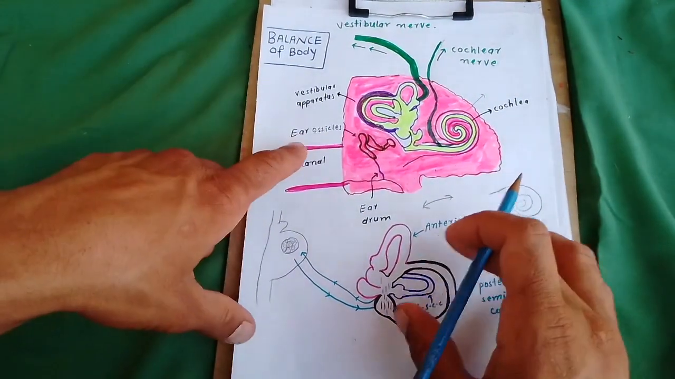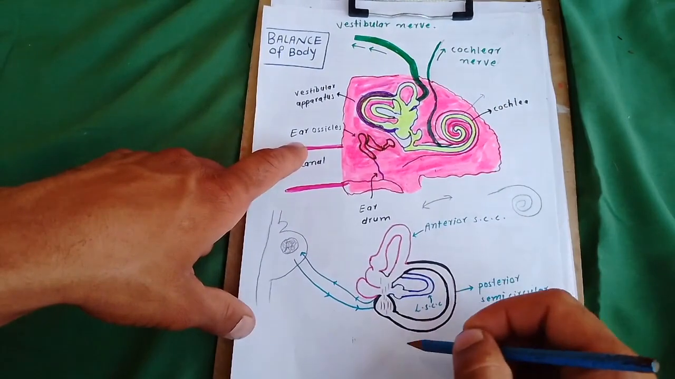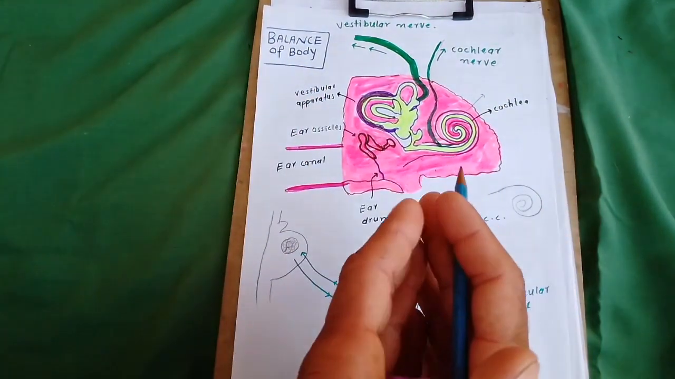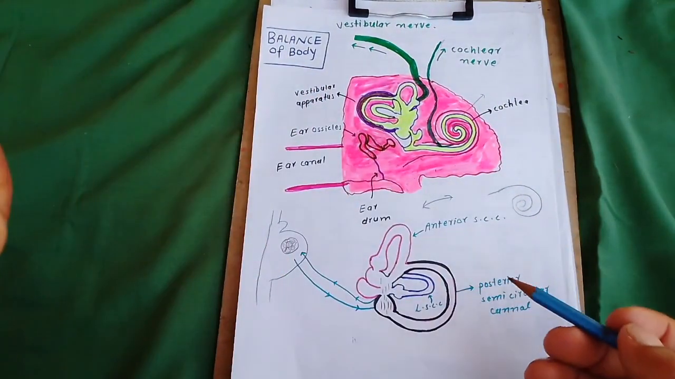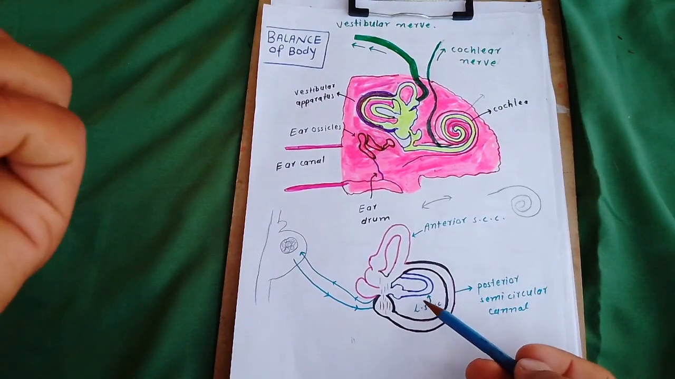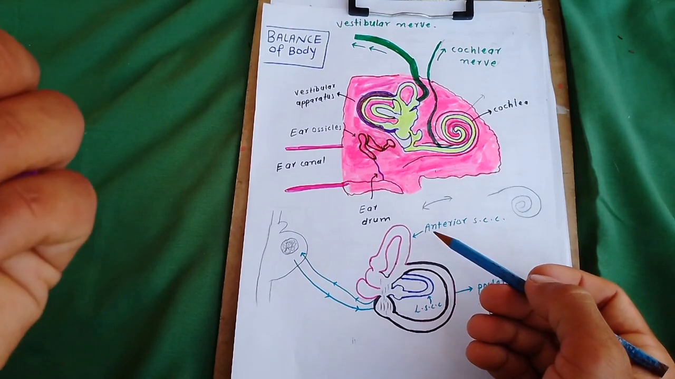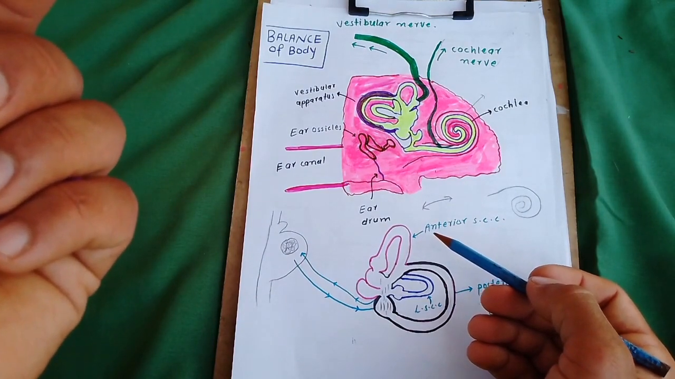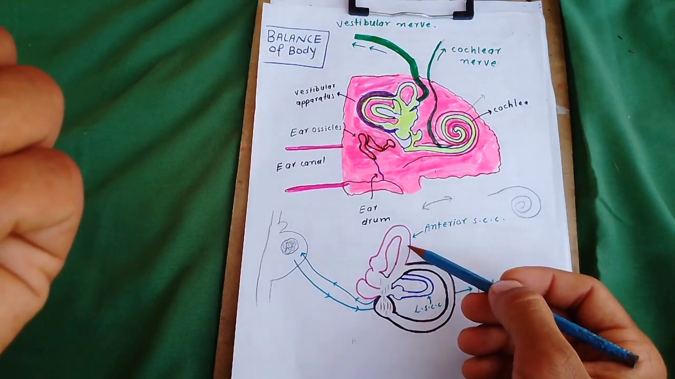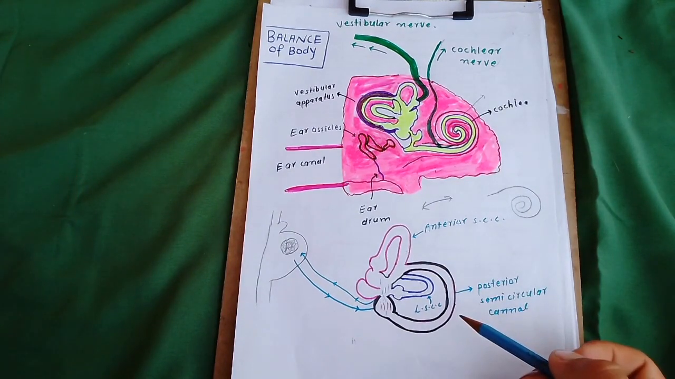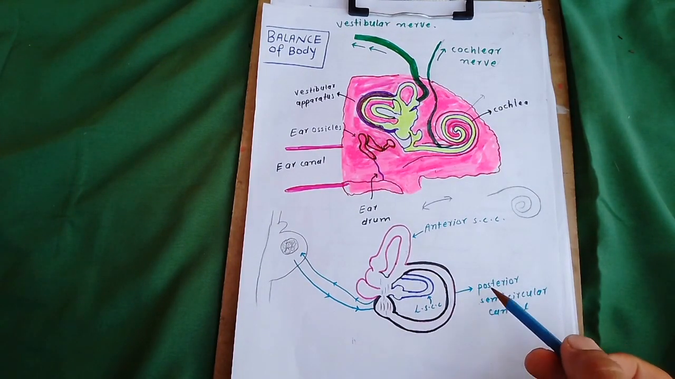The vestibular apparatus consists of three canals. When we move our head shoulder to shoulder, this movement is controlled by the lateral semicircular canal. When we move the head back and forth, this is controlled by the anterior semicircular canal. When we move the head right and left, this is controlled by the posterior.